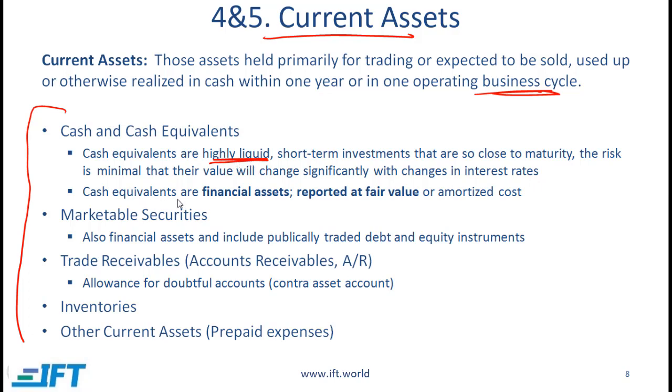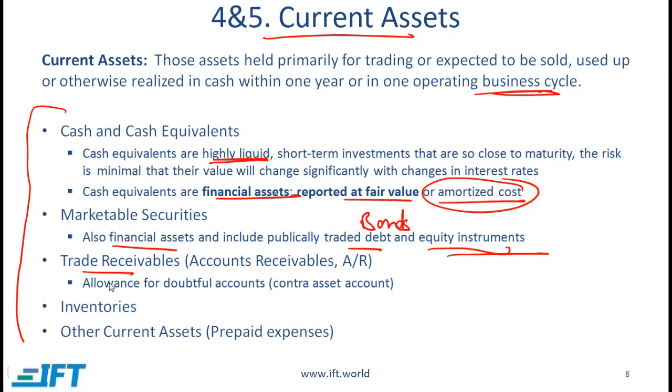Cash equivalents are generally financial assets. They are reported at fair value or amortized cost. The concept of amortized cost is something that we will cover later in this topic. Marketable securities are also financial assets and include publicly traded debt and equity instruments. So these would be bonds issued by companies as an example, and these would be stocks. Trade receivables or accounts receivables are another form of a current asset.